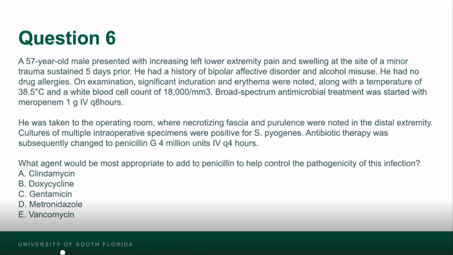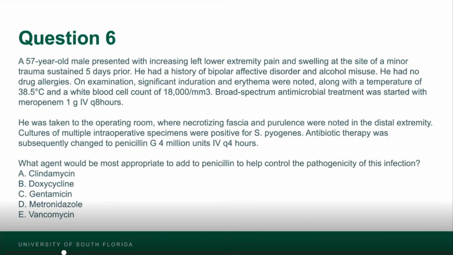Okay. I'll read the question first. What agent would be most appropriate to add to penicillin to control this? We have a 57-year-old man presenting with left lower extremity pain and swelling at the site of minor trauma sustained 5 days prior. He's bipolar and has alcohol misuse disorder, no allergies. On exam, there's induration and erythema, and he has a temperature of 38.5, which is about 101.5 Fahrenheit, and a white blood cell count of 18,000.